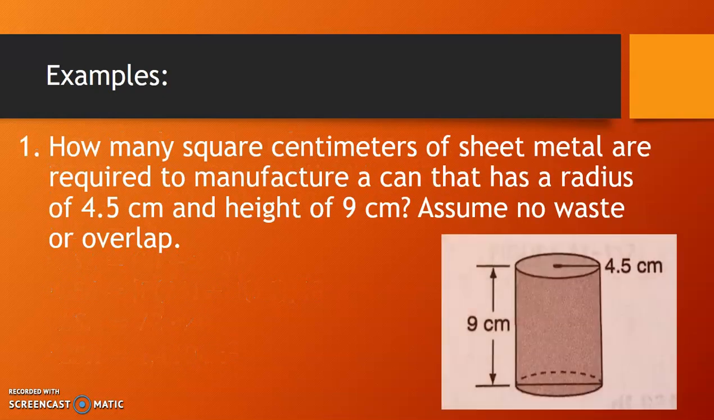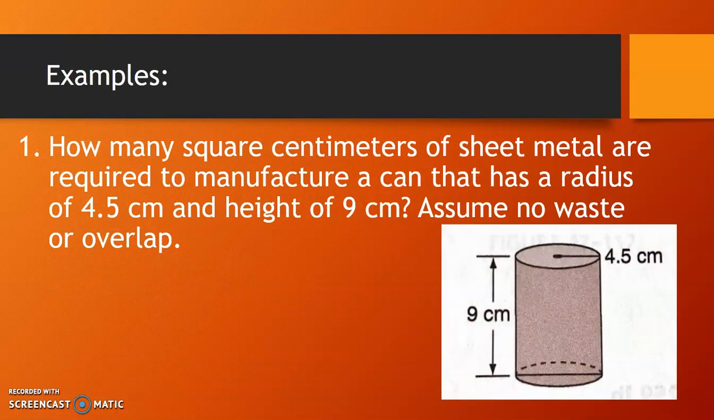Another example here. How many square centimeters of sheet metal are required to manufacture a can that has a radius of 4.5 centimeters and a height of 9 centimeters? So, total surface area would be PH plus 2B. And I know that they're wanting total surface area because they want to know how much is needed to create the entire can. So that would be the curved edge and the two bases on top.